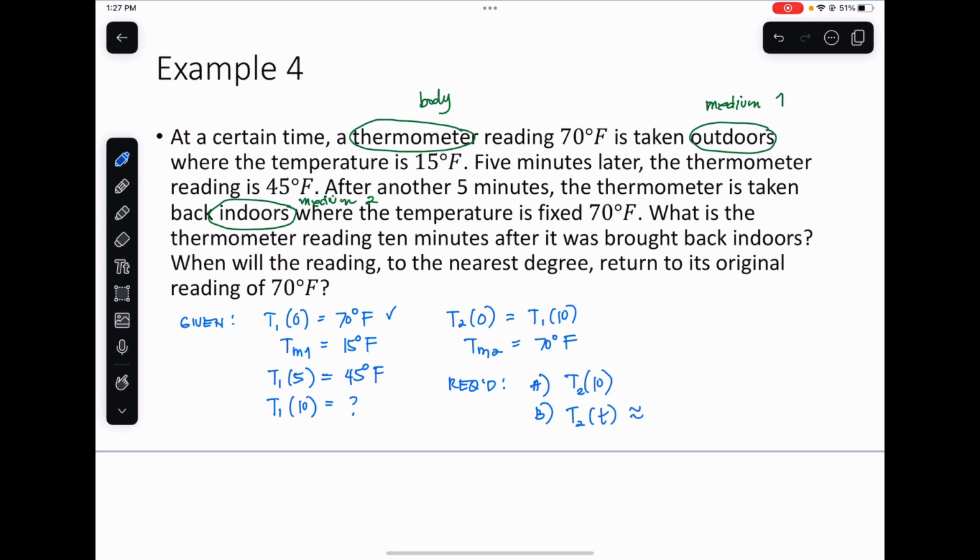So when approximately will the temperature, to the nearest degree, be 70? The nearest degree would be 69 degrees Fahrenheit, but if we write 70, it will yield an undefined answer. So our answer here is close to 70. So when will it be close to 70? Let's say it's when the temperature is 69 degrees Fahrenheit.